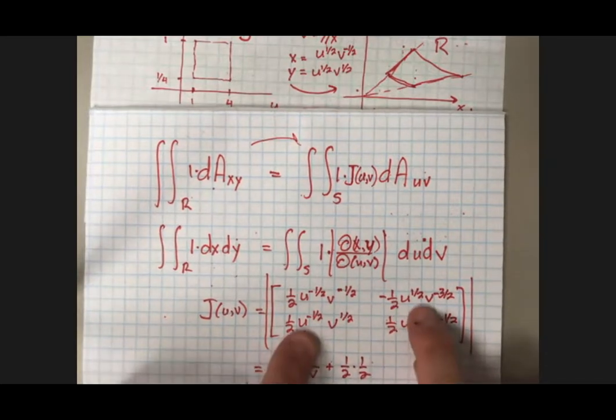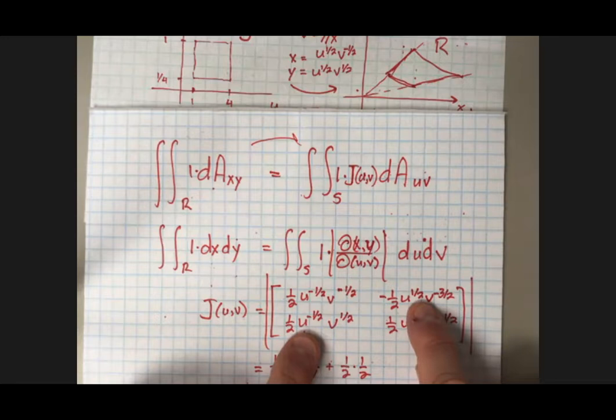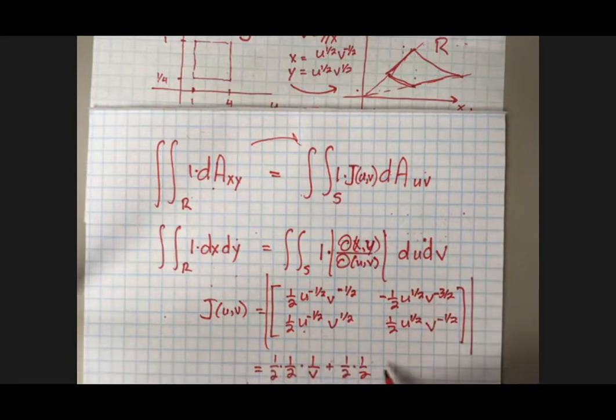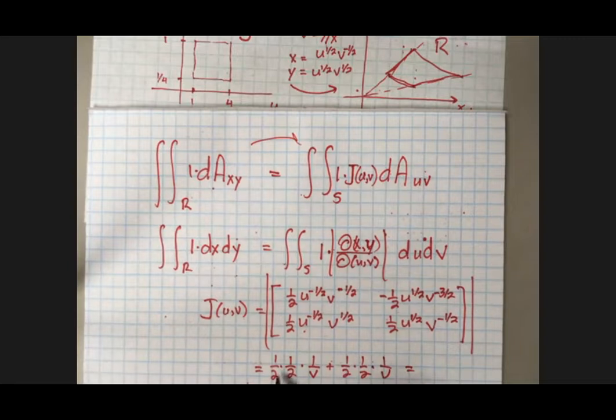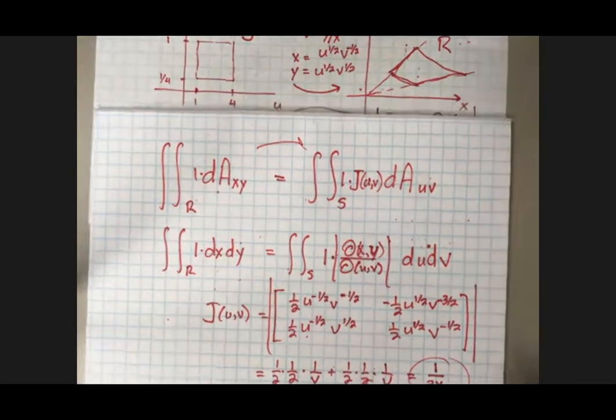And here the U's cancel out and the V's are also minus 1. We're going to have to see how that works out. So U to the power 0, V to the power minus 1. Okay, so here's my Jacobian, 1/4 of 1/V, and 1/4 of 1/V is 1/2V. That's the price I have to pay for switching coordinate systems.